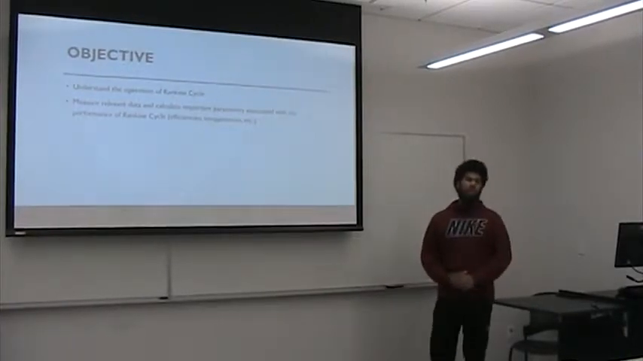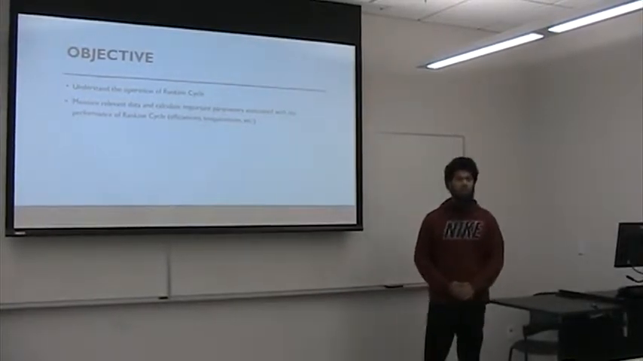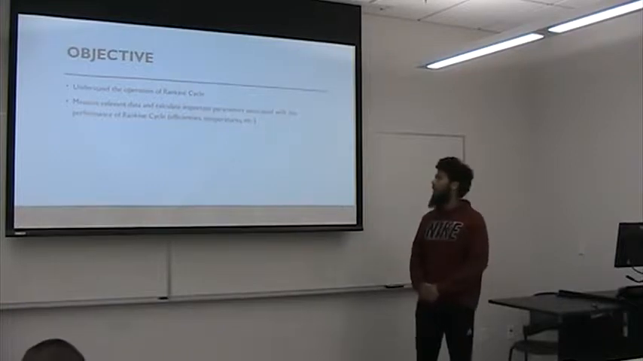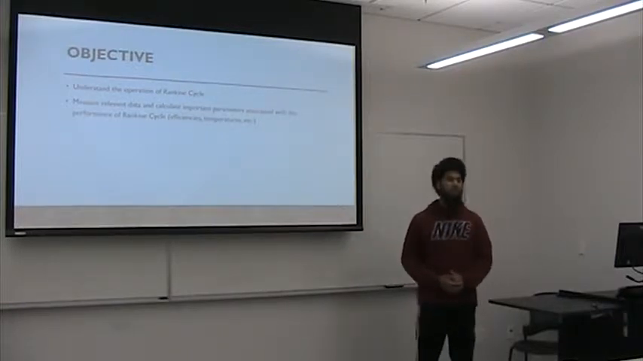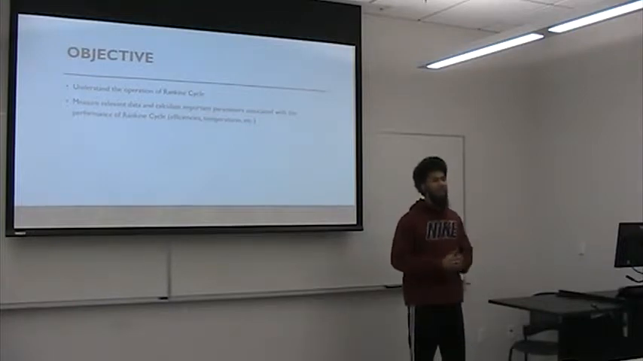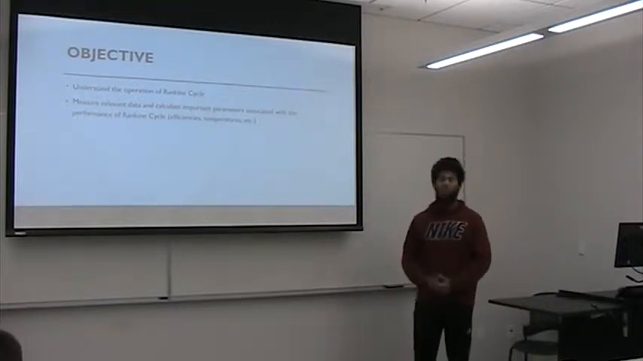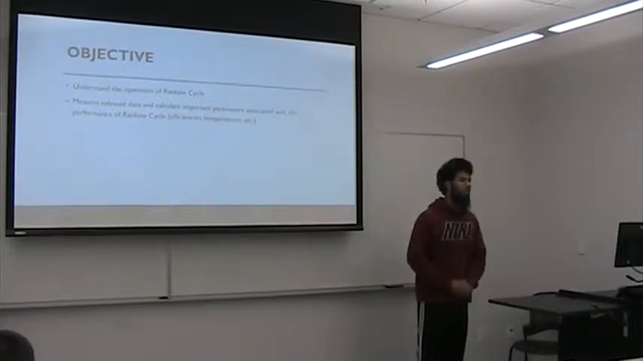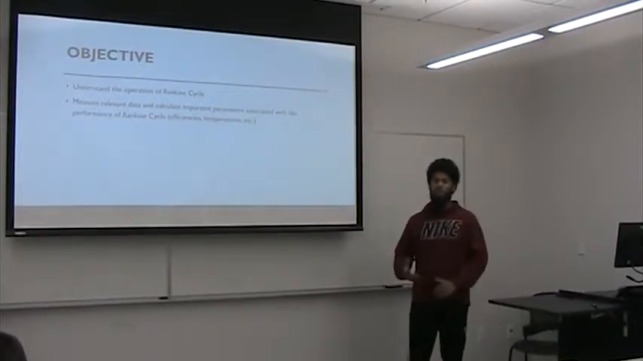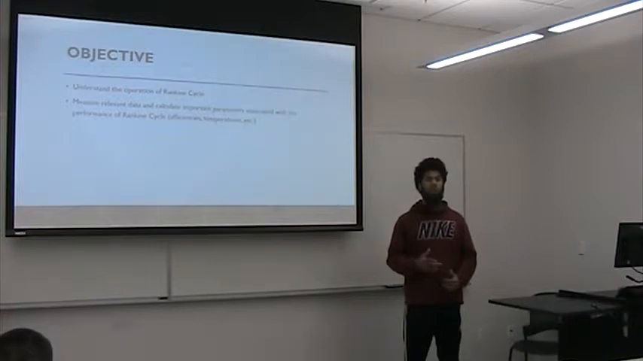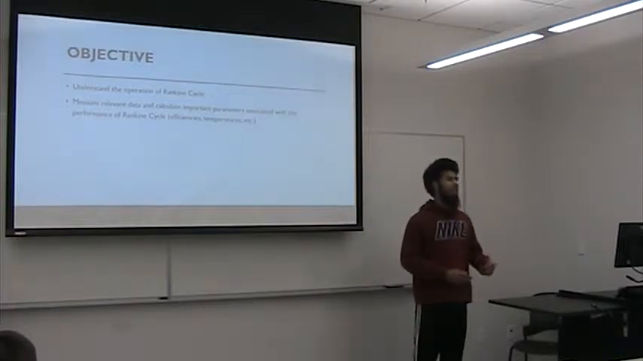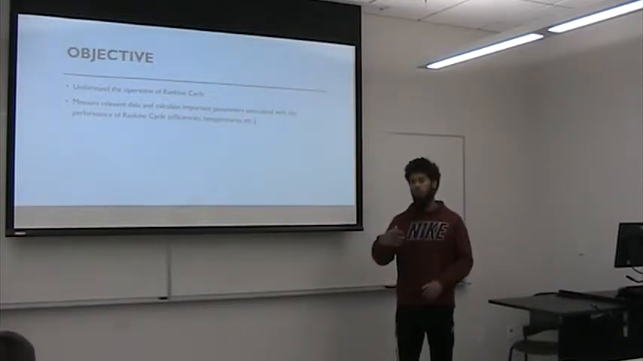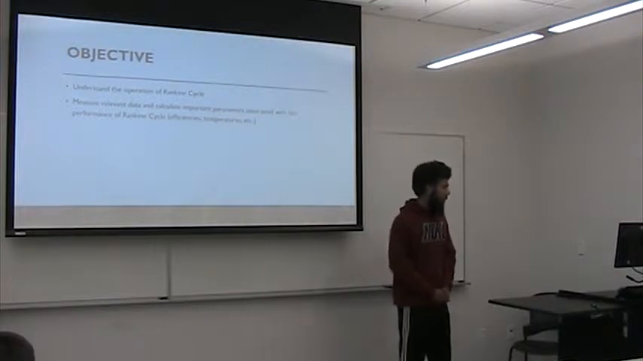There are two main objectives of the Rankine cycle experiment. The first objective is to understand the operation of the Rankine cycle. The second objective is to measure relevant data and to calculate the most important parameters that are associated with the Rankine cycle operation. For instance, both the work of the turbine and pump, plus both the heat of the condenser and boiler.